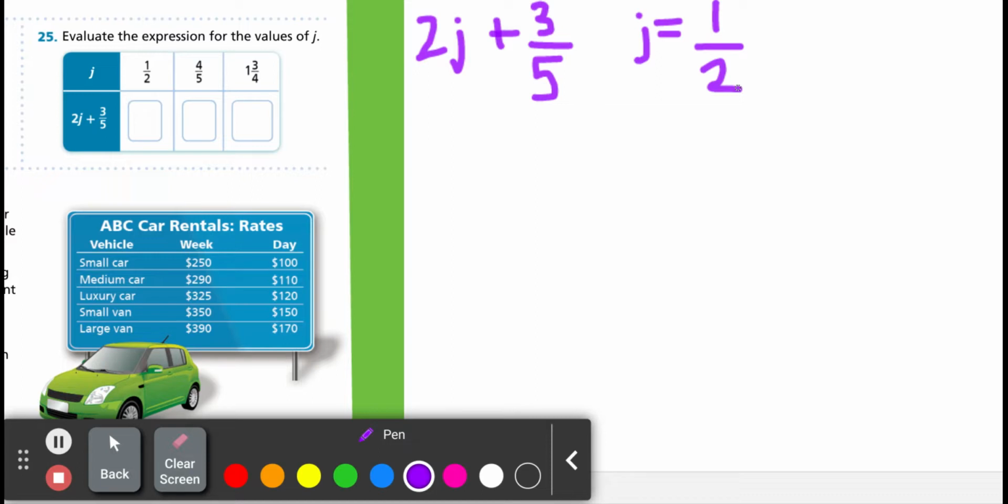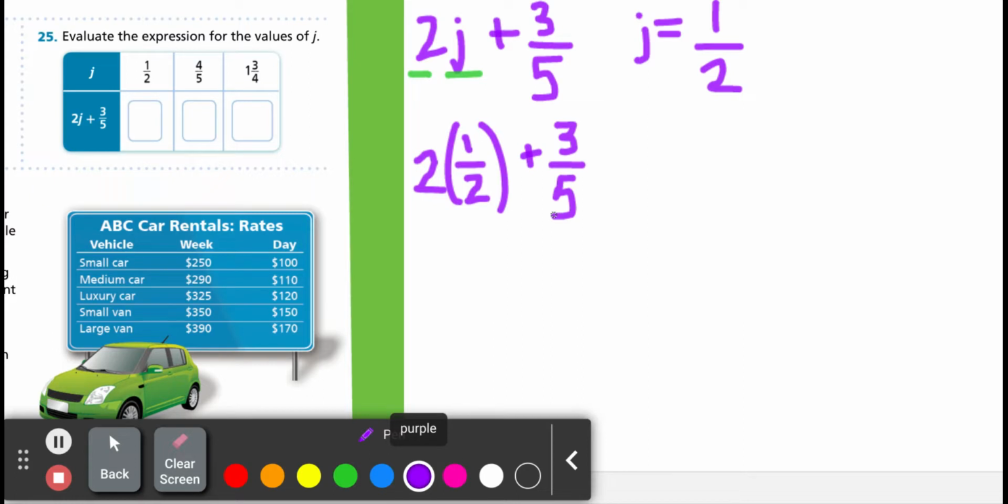So let's plug this in. Anywhere you see a j, you're going to write 1/2. Oh, I'm plugging in j. There's a number there. I don't want it to say 2 and 1/2. I want it to say 2 times 1/2 because I have a variable and a coefficient, and that means multiplication. So we have 2 times 1/2 plus 3/5. Bring everything else down. So we have to follow PEMDAS here.